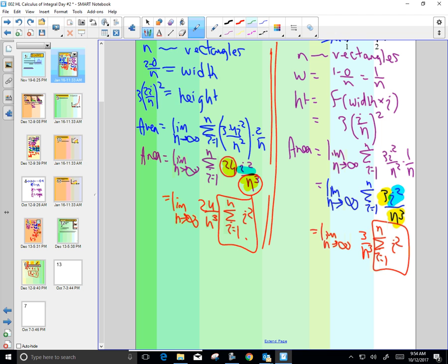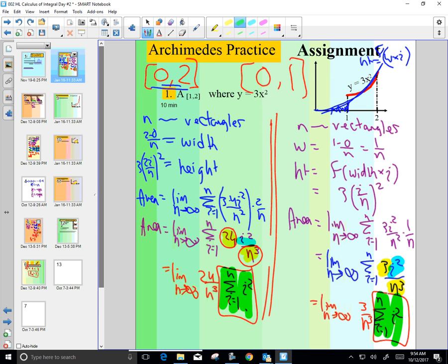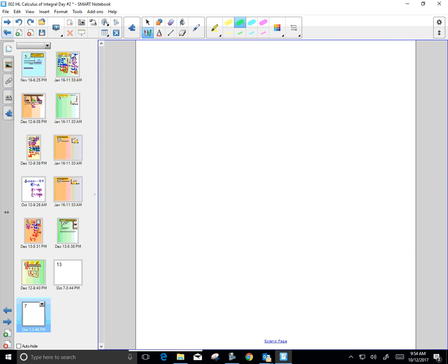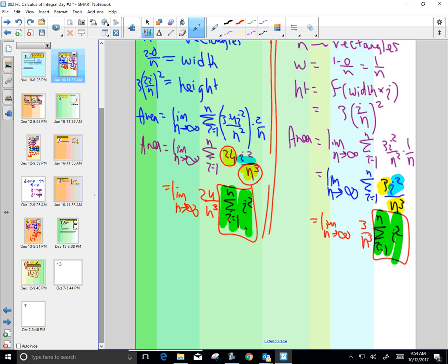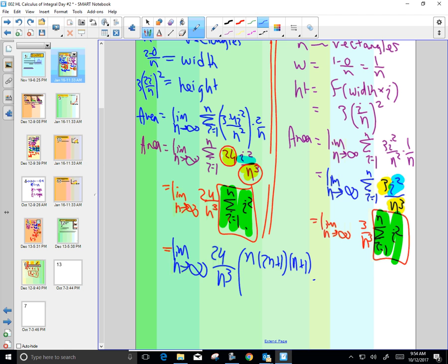Okay, and then this one, we can get that from somewhere. Where do we get that? Oh, apparently not on that one. Apparently I don't have it on that slide. Okay. But I'll give it to you. And on the quiz, I'll give it to you. Don't worry about that. So then we'll use blue again. Limit as n approaches infinity of 24 over n cubed times n times 2n plus 1 times n plus 1 all over 6.